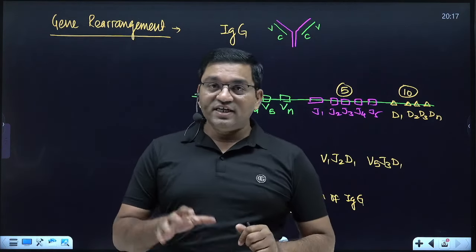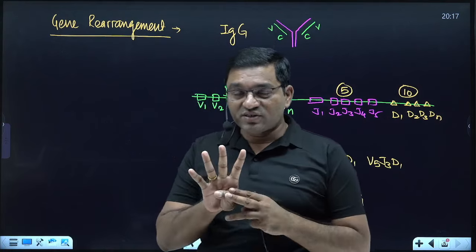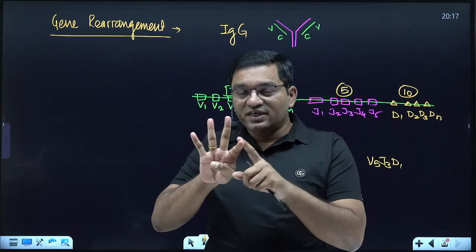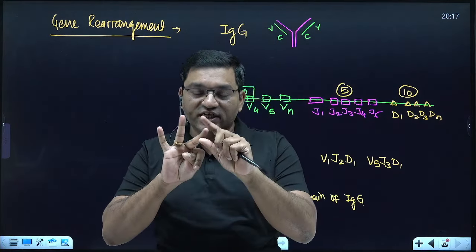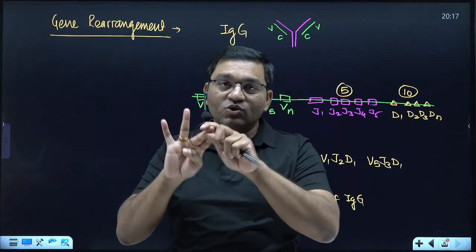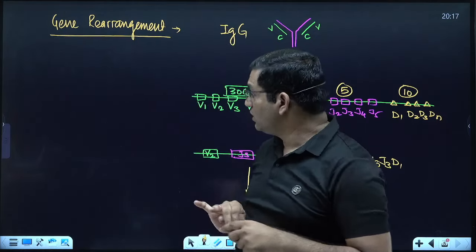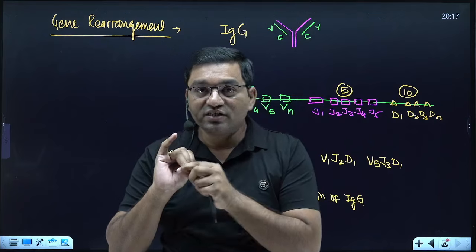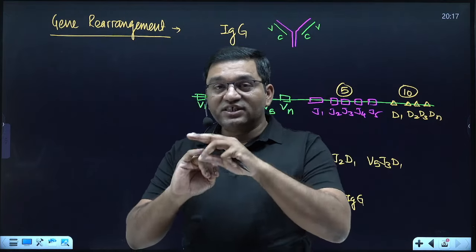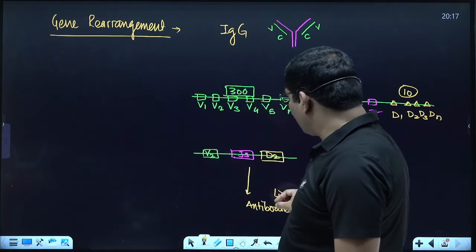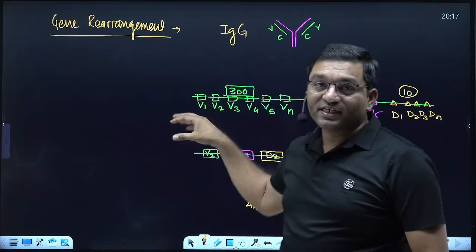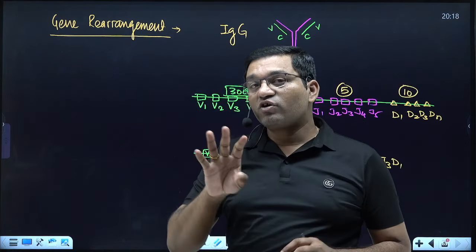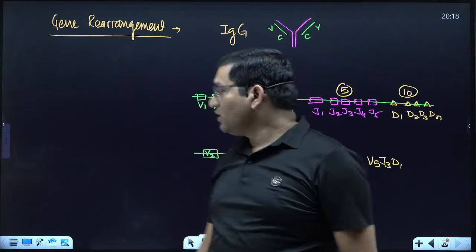So at the DNA level, 4 important mechanisms are there. The first one is acetylation of histone. The second one is methylation of histone, which is included in epigenetic modification. Then gene amplification, making copies of the gene. And gene rearrangement, meaning different antibodies are produced by different genetic rearrangements. These are the 4 important mechanisms at the DNA level.